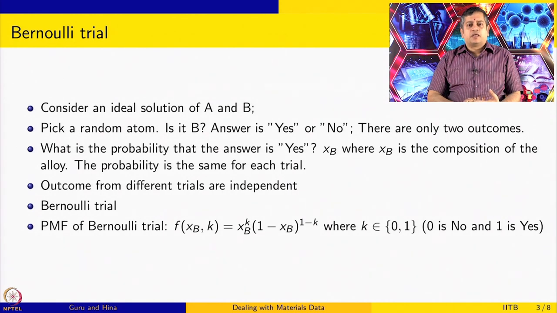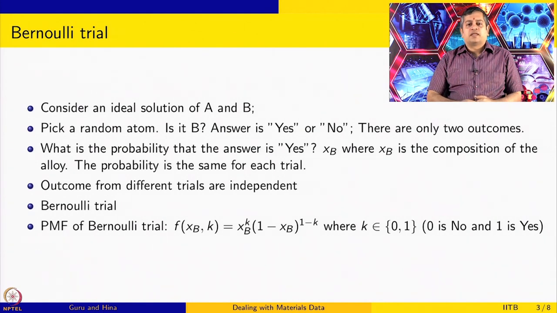You can write the probability mass function for the Bernoulli trial. Because we have assumed independence, the probabilities should multiply. Because XB is the probability of finding a B atom, if it is a success, then it is XB itself. If it is a failure, then 1 minus XB is the probability. So if you say that success and failure are determined by 1 and 0, then XB to the power k times (1 minus XB) to the power (1 minus k), where k is actually either 0 or 1, describes the result of every Bernoulli trial. If it is a B atom, then the probability is XB and k is 1.